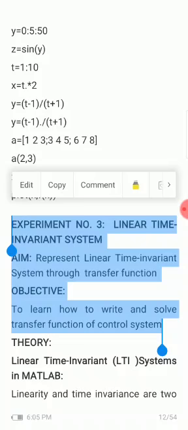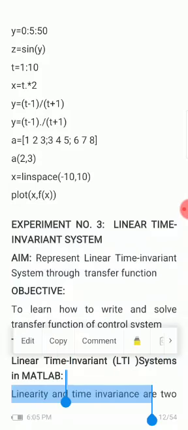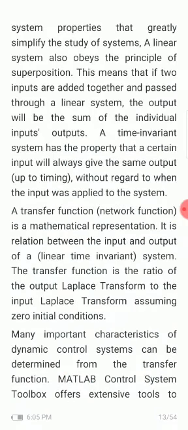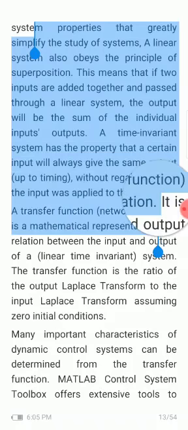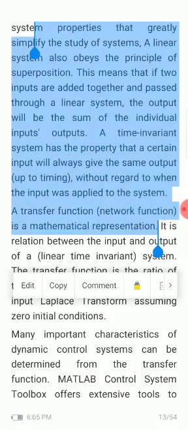Come to the theory. The linear time invariant system has two system properties that greatly simplify the study of systems. A linear system obeys the principle of superposition. This means that if two inputs are added together and passed through a linear system, the output will be the sum of the individual outputs. The time invariant system has the property that a certain input will always give the same output, up to timing, without regard to when the input was applied to the system.